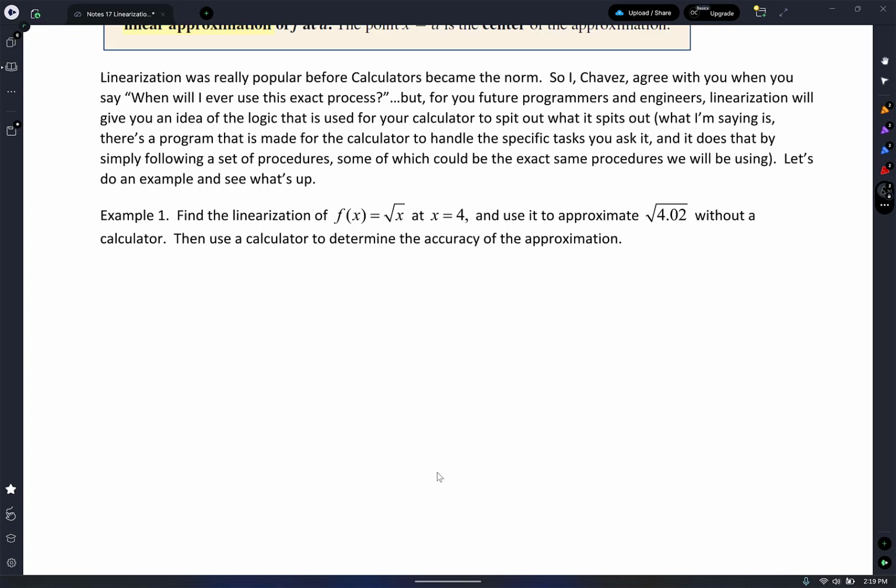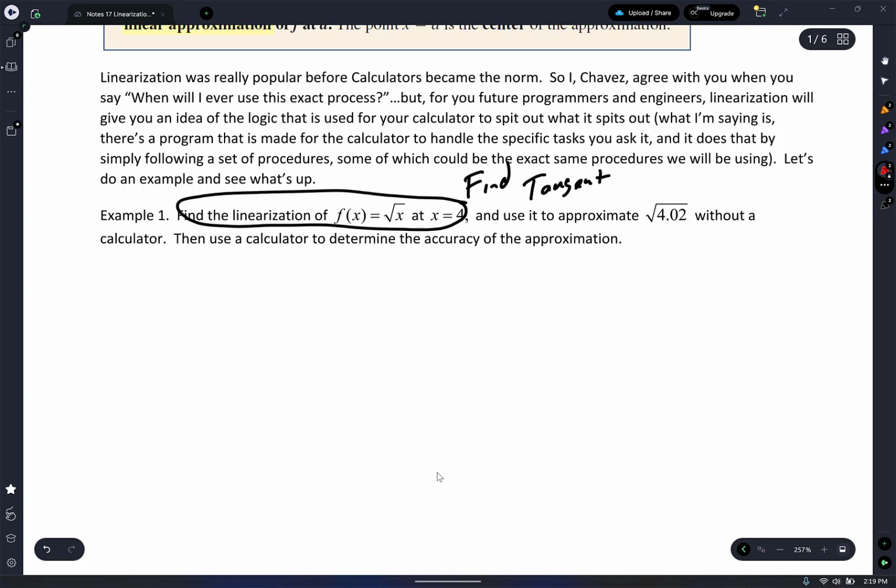Okay, so check it out, guys. We're going to go slow. Find the linearization of f of x equals square root of x at x equals 4. That just means find the tangent line. That's all it means.